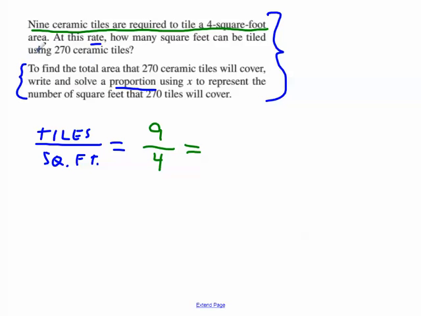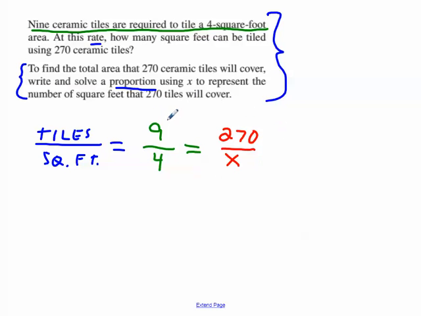Alright, at this rate, there's my rate. How many square feet? Don't know. We'll put a variable there. How many square feet can be tiled using 270 tiles? And there is our rate. A rate equal to a rate is a proportion.